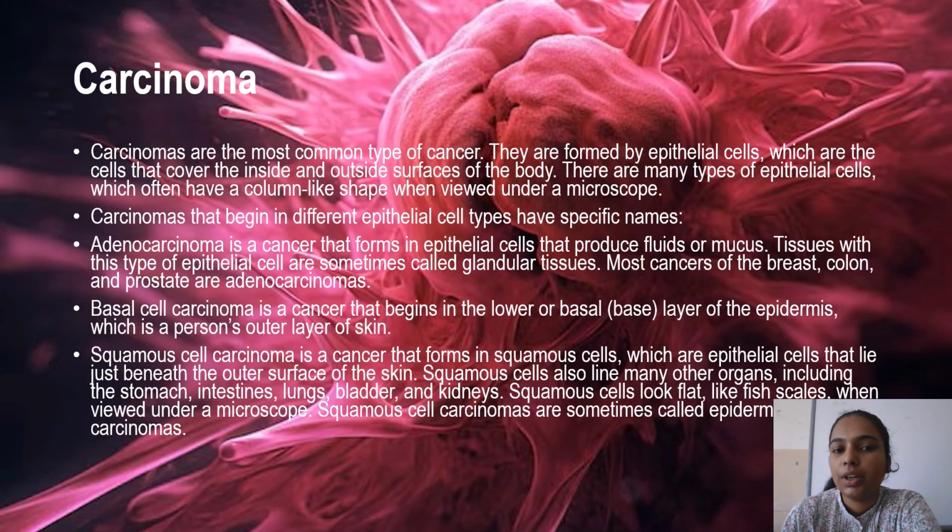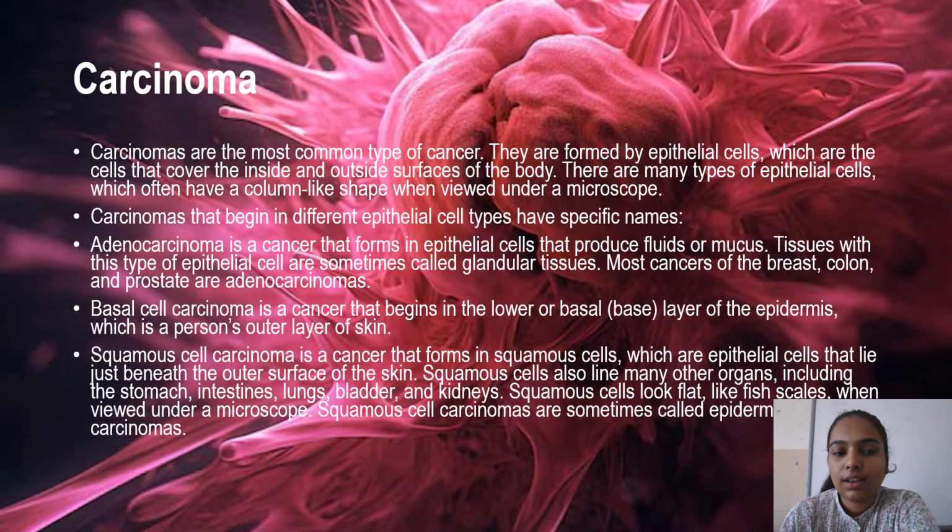Carcinomas are the most common type of cancers. They are formed by epithelial cells, which are the cells that cover the inside and outside surfaces of the body. There are many types of epithelial cells, which often have a common shape when viewed under a microscope. Carcinomas that begin in epithelial cells have different specific names. We have adenocarcinoma, which is a cancer that forms in the epithelial cells that produce fluids or mucus. We have basal cell carcinoma, which is a cancer that begins in the lower or basal layer of the epidermis, which is a person's outer layer of skin.